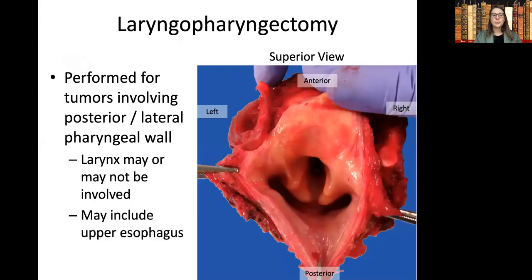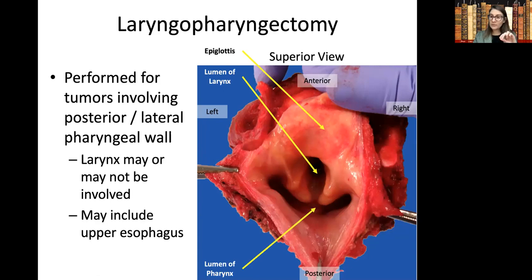These are performed for tumors involving the posterior and/or lateral pharyngeal walls most commonly. The larynx itself may or may not be involved, and the tumor may in fact extend into the upper esophagus, which is of course in continuity with the pharynx, right? So here is again that superior view, seeing the epiglottis most anteriorly, seeing the lumen of the larynx right behind it, seeing the lumen of the pharynx posterior to that, with the posterior pharyngeal wall cupping the bottom and the lateral pharyngeal walls on either side.